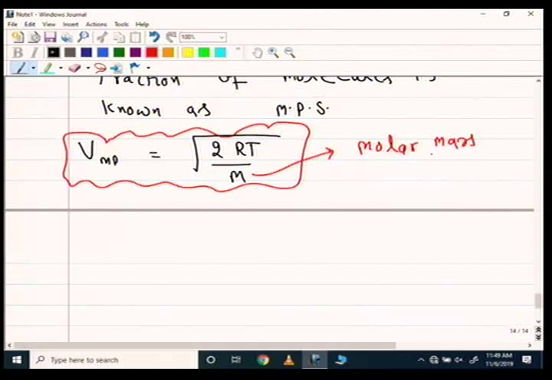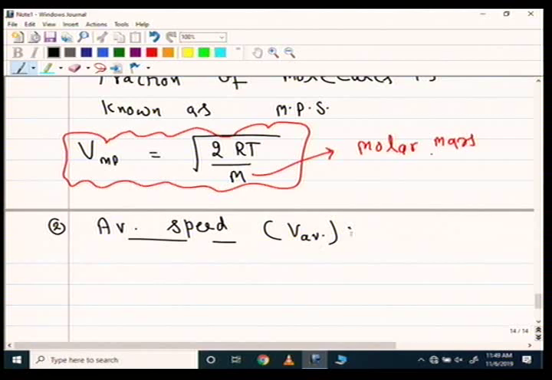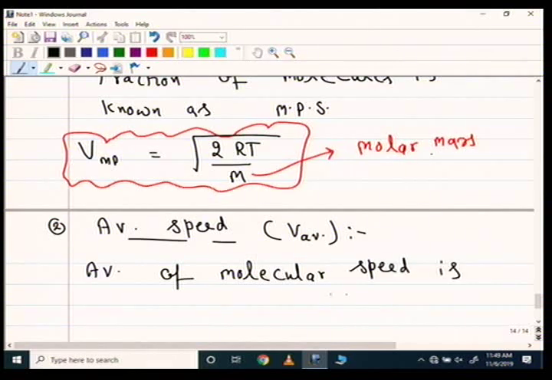Number 2, average speed, which is V average. This is your average of molecular speeds, known as average speed.